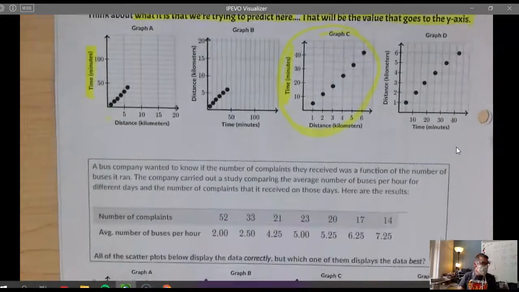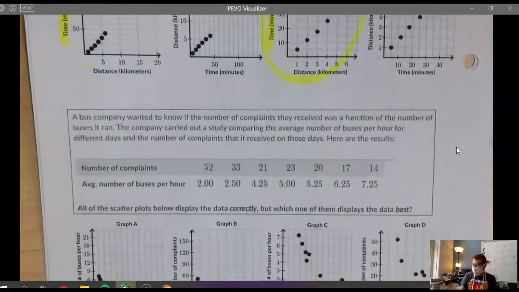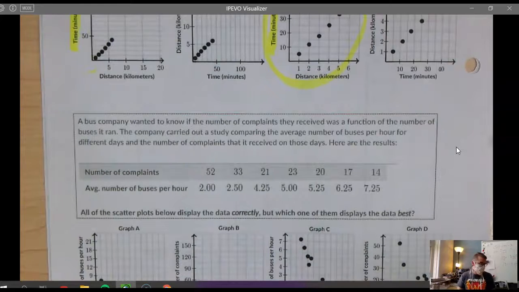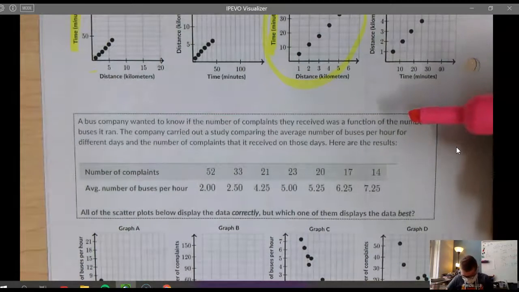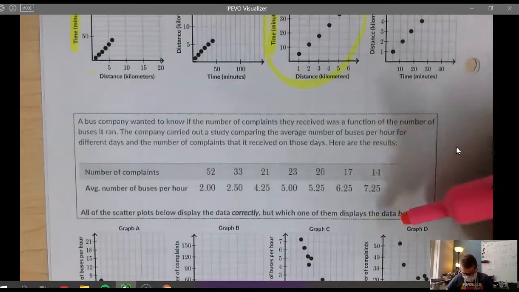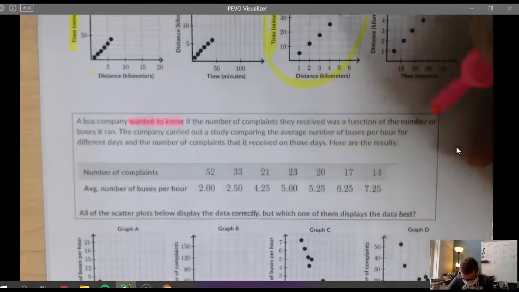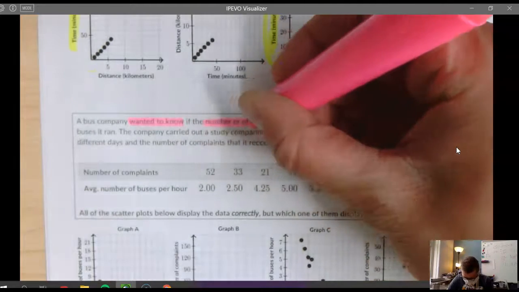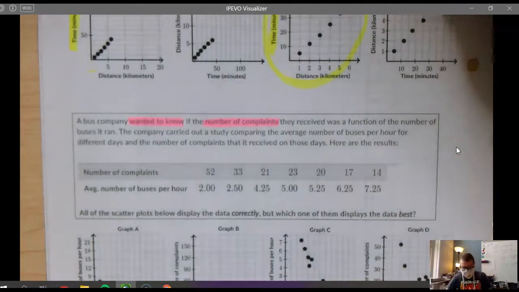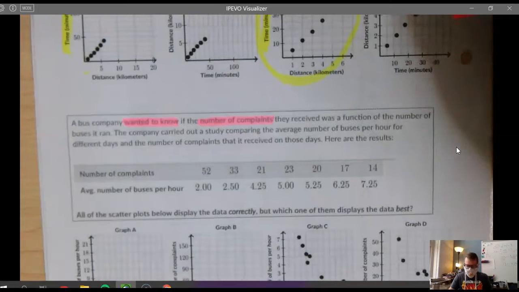Try the bus one on your own, if you haven't done it yet. The company wanted to know... Are they trying to predict buses or predict complaints?